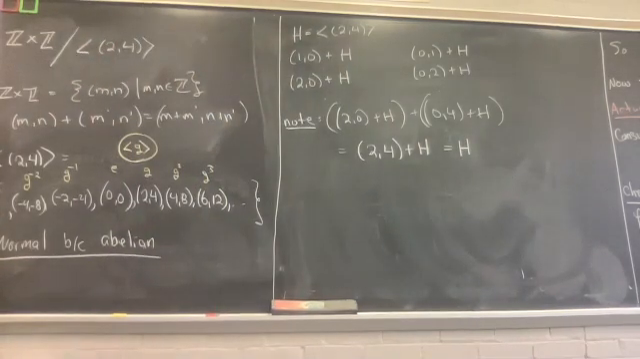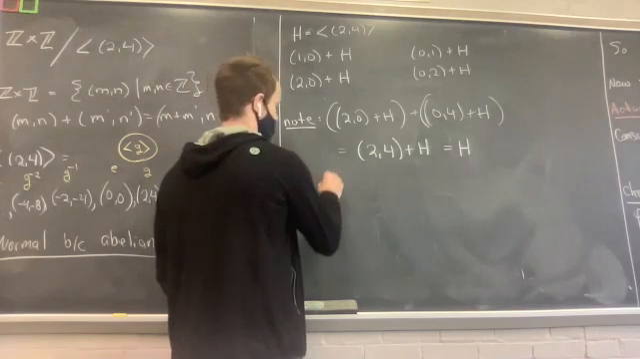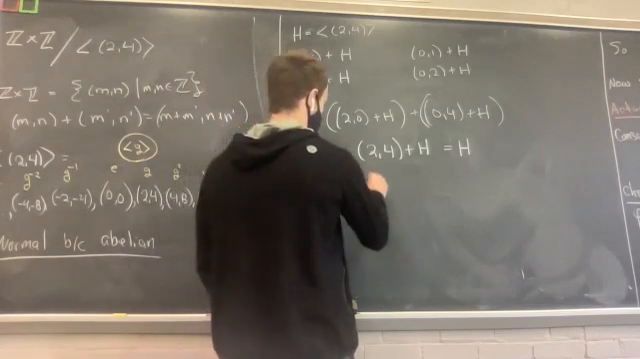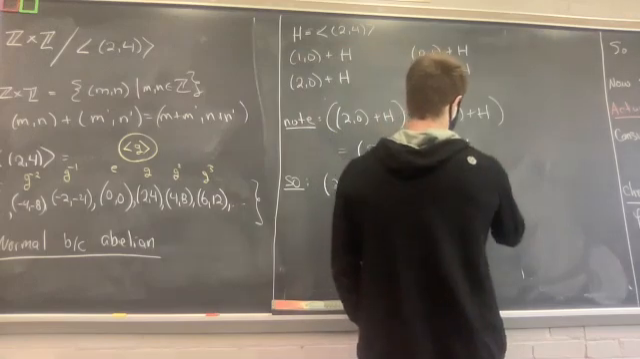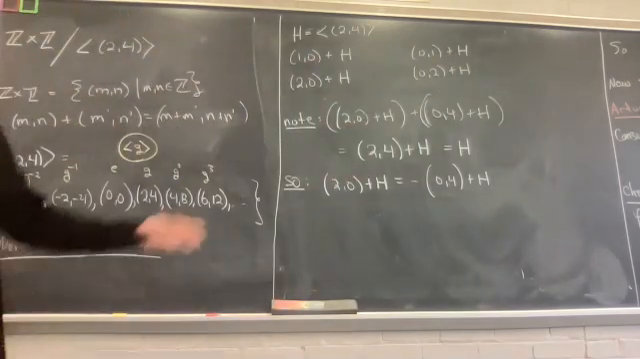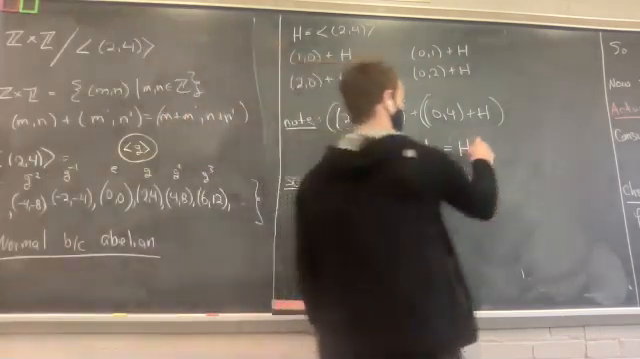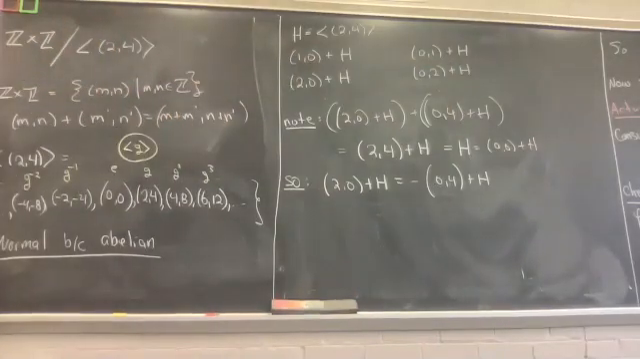So there, we've landed on the fact that (2,0) and (0,4) are like inverses of each other, right? Maybe we could write it like this: (2,0) + H is equal to -(0,4) + H. Why? Because they add to the identity. Notice they added to the identity. This is like the identity. Since they added to the identity, they've got to be inverses of each other. Okay, cool.